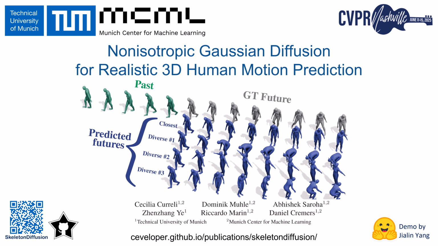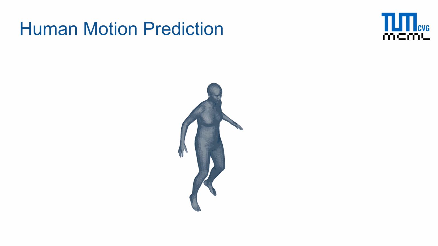Hey, my name is Cecilia and I will present our paper Nonisotropic Gaussian Diffusion for realistic 3D human motion prediction. Let's start from the beginning.